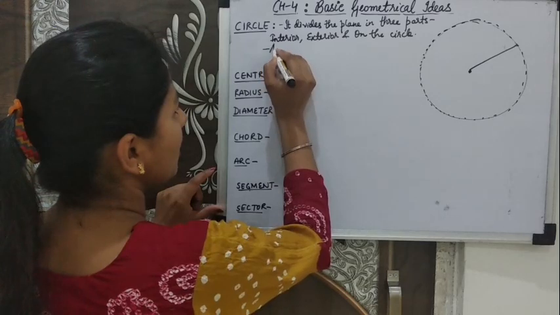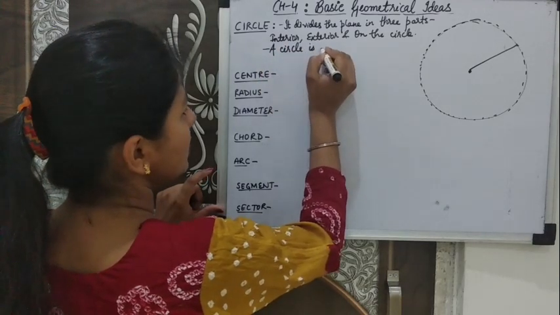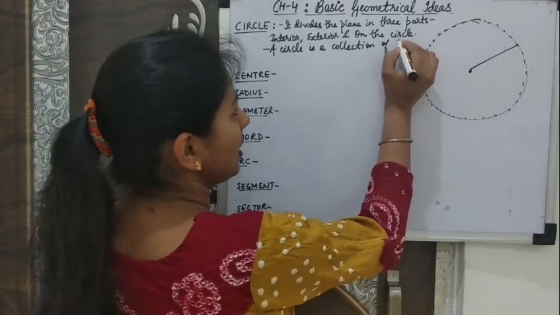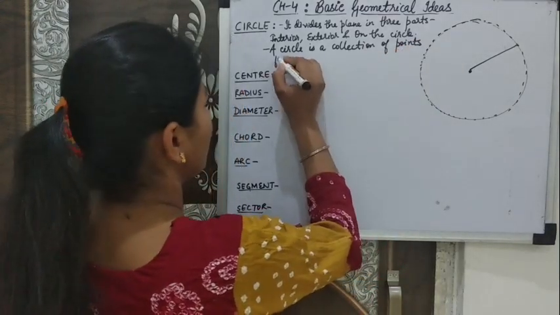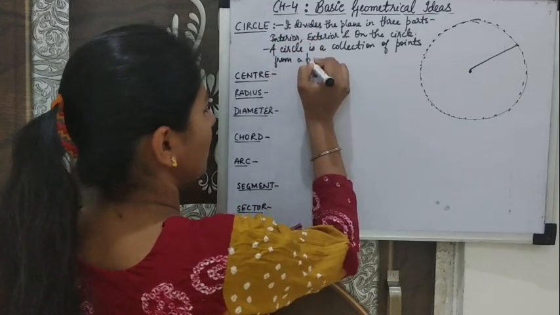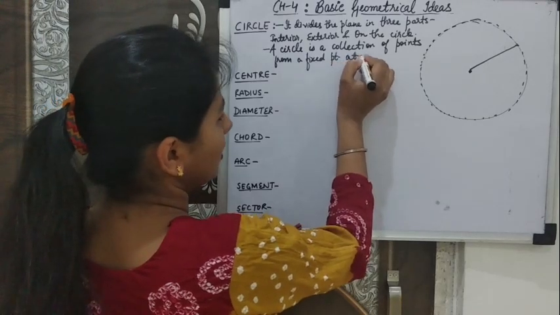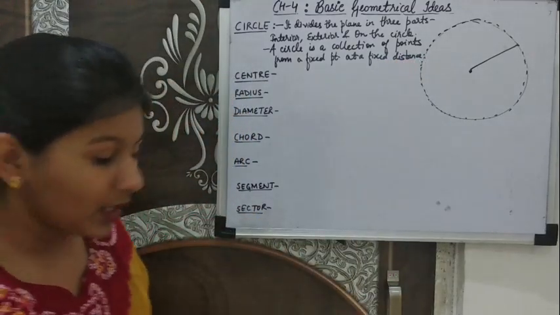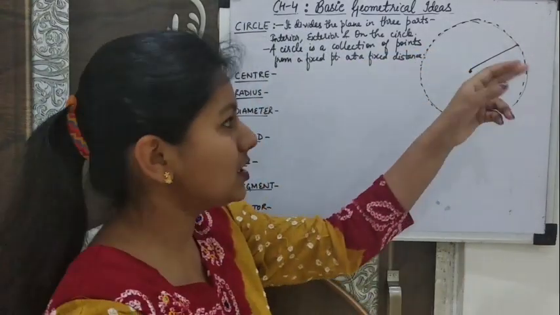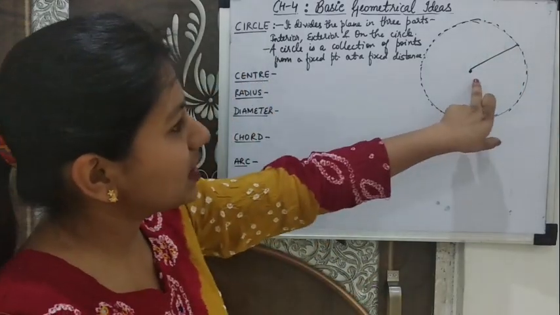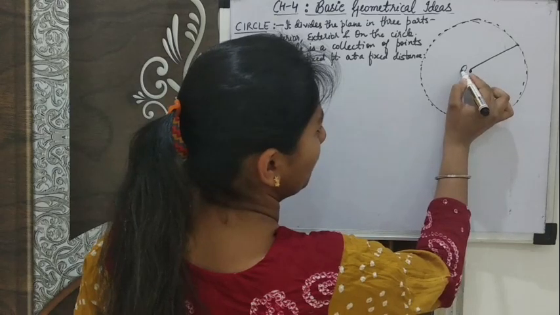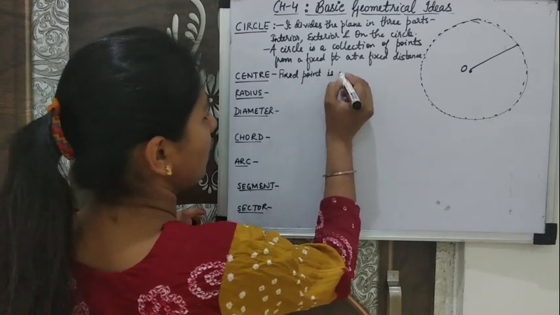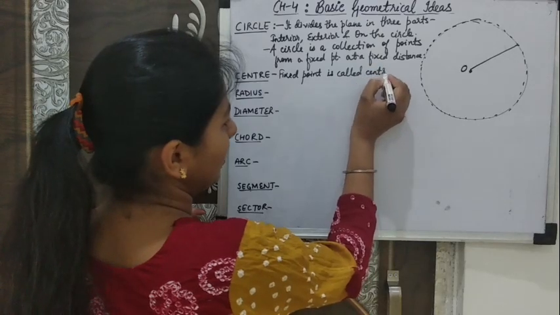So how is a circle formed? A circle is a collection of points at a fixed distance. So in a circle, basically, we are collecting many points from a fixed distance. So this is forming a circle, and this fixed point, let us name it as O. This fixed point is called center, and we are labeling it as O.